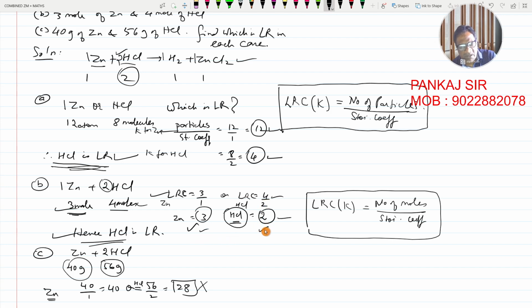Out of this 3 and 2, which is the smaller value? Of course, 2 is the smaller value. So the 2 corresponds to which reactant? Hydrochloric acid. So again, hydrochloric acid will be the limiting reactant, because the K value for hydrochloric acid is less than the K value for zinc. So here again the limiting reactant is hydrochloric acid and the excess reactant is of course zinc. Now let us check for scenario C.